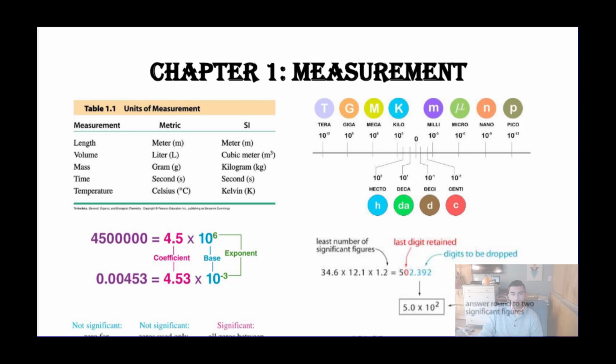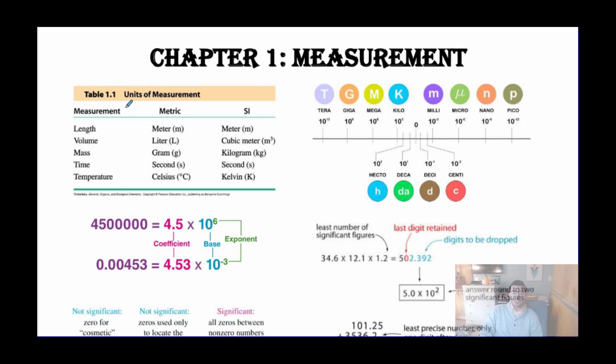So what you need to know for measurement, if we think about some of the topics that we covered, we were introduced to units of measure, right? The metric system is what 95% of the globe uses, with the exceptions of obviously the US and a couple of other smaller countries, but the metric system uses things like meters, liters, grams, seconds, Celsius.